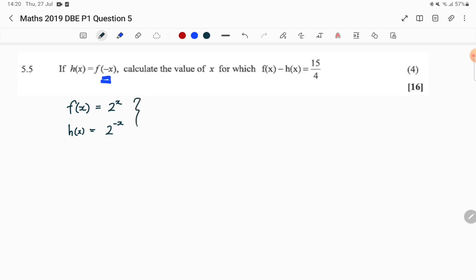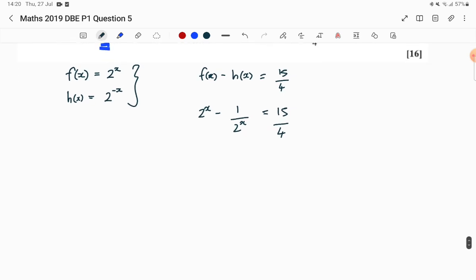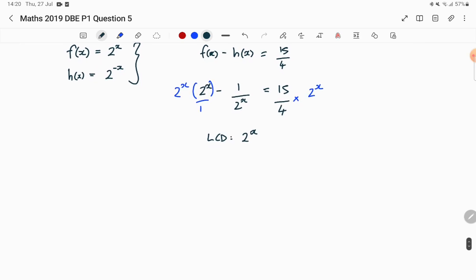So coming back to our actual equation here, f of x minus h of x is equal to 15 over 4: 2 to the power x minus 1 over 2 to the power x is equal to 15 over 4. So just making our exponents positive there. And then thereafter we can sort out our LCD, the lowest common denominator, of 2 to the power x. So ideally we can multiply this by 2 to the power x and multiply this by 2 to the power x. And once we do that, since it's an equation, we can drop our denominator.